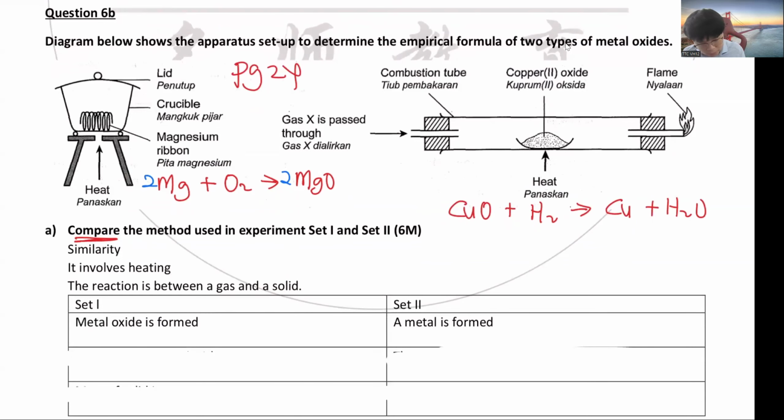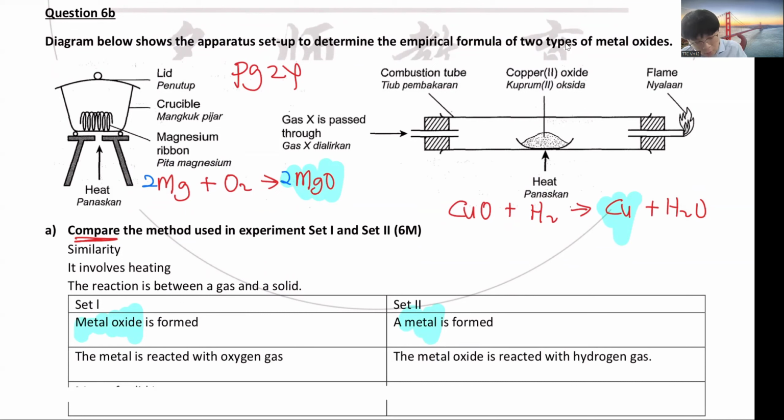So after that, the differences: on one side metal oxide is formed, on the other side metal is formed. One is reacted with oxygen gas, the other is reacted with hydrogen gas. This one has no calculation involved. It might give you 6 marks here, then a small calculation below.